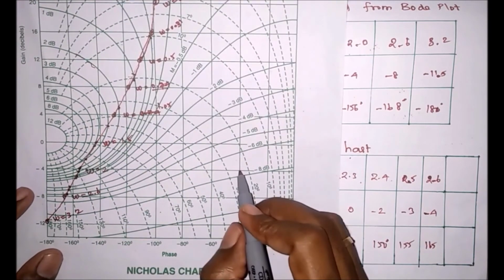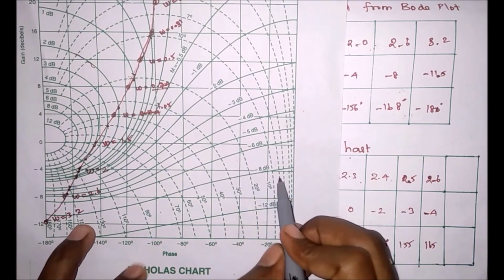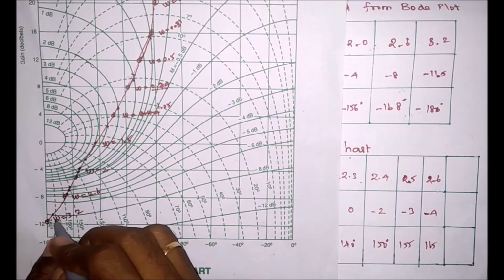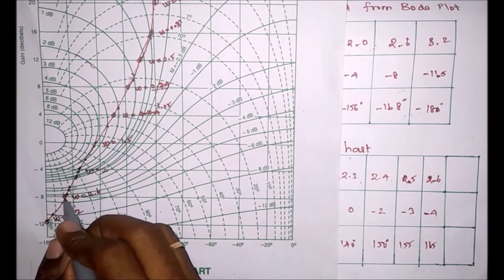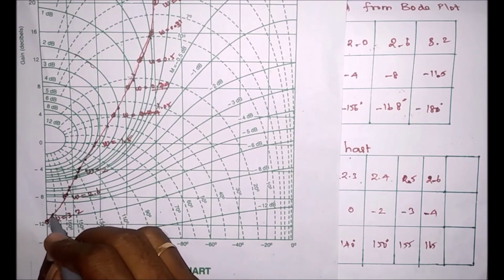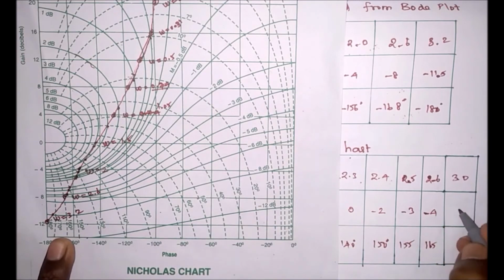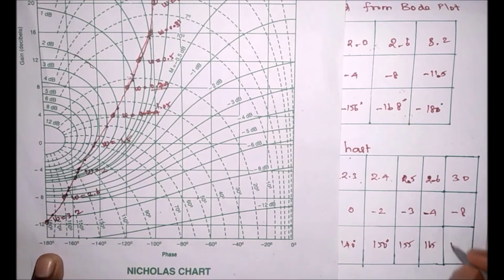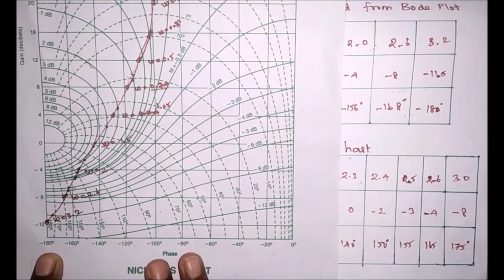Similarly, next one, we can take minus 8 decibel. This is meeting at this point. So now omega is around, 2.6 is here, 3.2 is here, it may be 3. So it is omega 3. Now it is minus 8 decibel. The corresponding angle is lying between 180 and 170. So it is exactly centered. Therefore here we can select 175 degree.